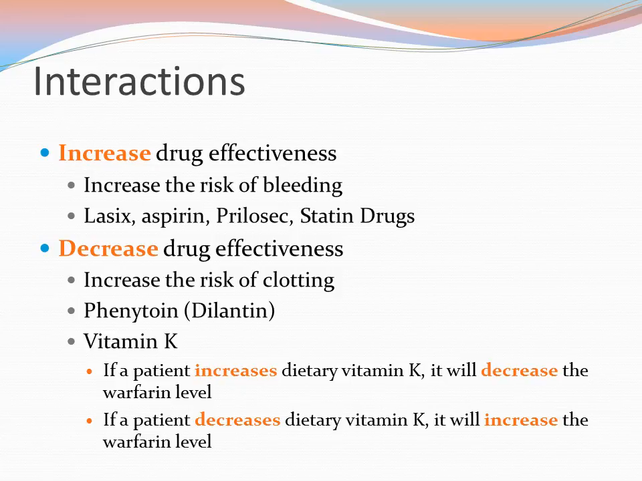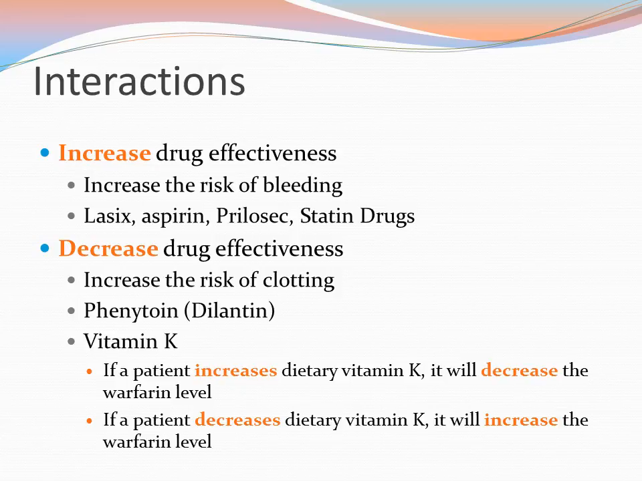So if a patient decides to alter their diet at all, they need to be talking to their physician to see if their Coumadin dose also needs to be rearranged as well. And I have listed on your outline a couple different foods with vitamin K in it. Like I said, essentially anything that's green, leafy, and good for you is going to have vitamin K in it.